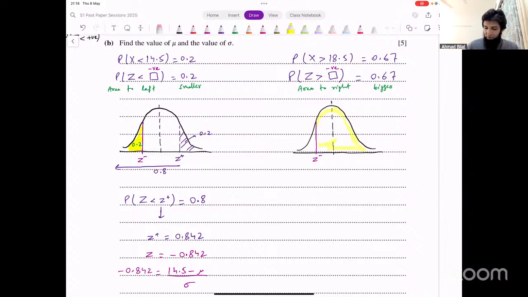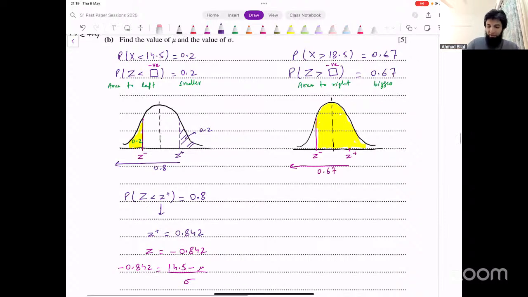This whole area is 0.67. Now, how do we convert it to standard form? If we consider the positive value of z corresponding to this negative value, it will be somewhere here. The area to the left of that would also be the same, because when you flip this figure, you get that area, that's 0.67, right?